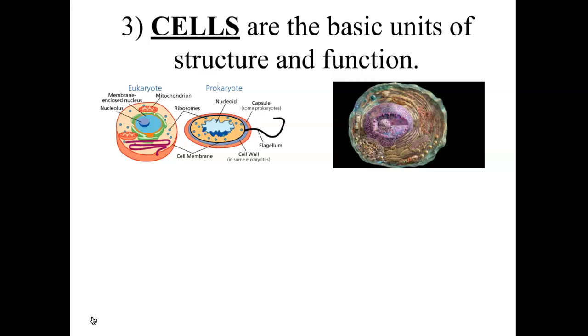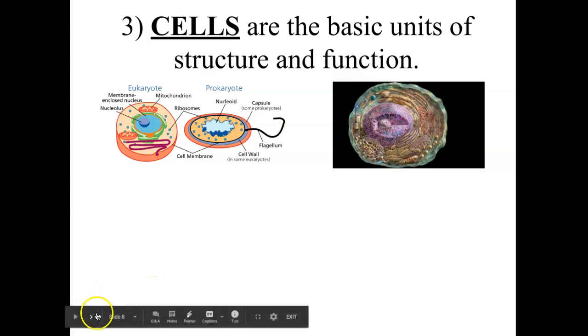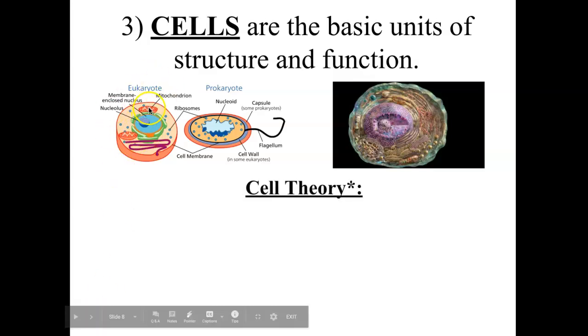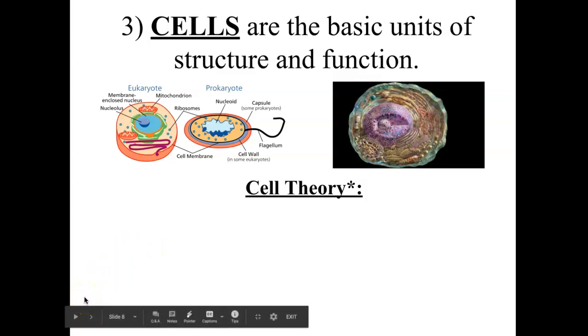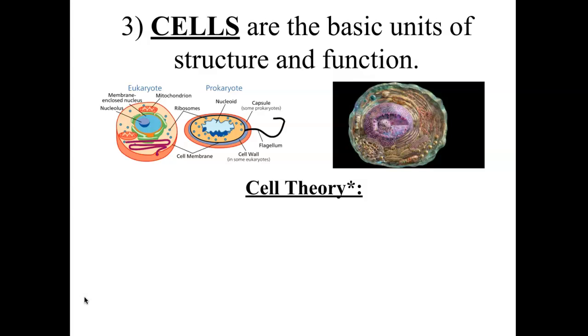The third theme is that cells are the basic units of structure and function. So here we have pictures of cells. You can see that we have a eukaryotic cell here. We have a prokaryotic cell here. And then here's another picture, or a model, of a eukaryotic cell as well. Cells are incredibly complex, but they are the smallest unit that is considered alive.